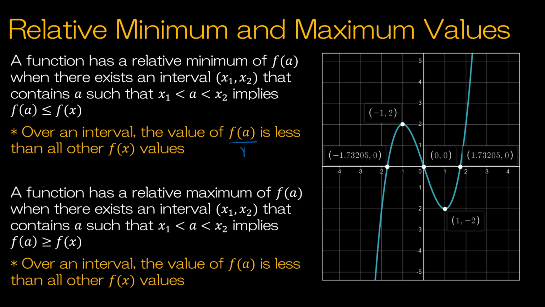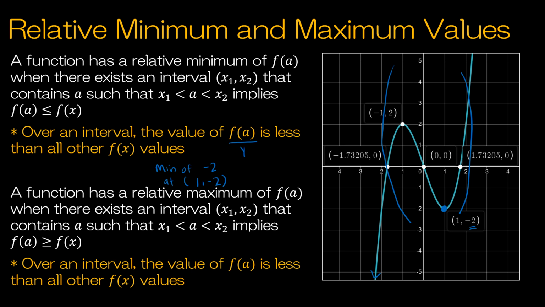So let's take a look at our picture that we used in our last video example. And I can see that while there are certainly values here that are less than -2, if I were to look, say, just at this interval, that the point -1, -2 is the lowest point in that interval, which means there is a relative minimum of -2. So the minimum is the y value only. The location is the point 1, -2.